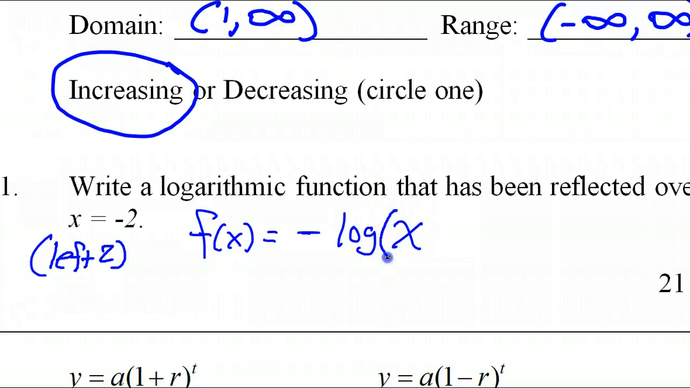How do we make a shift left 2? Well, left-right motions happen inside of the parentheses, and they are the opposite of what you would normally think. So by putting a +2 in the parentheses, that actually means left 2, which would put the asymptote at -2. So there you have it. Left 2, asymptote at -2, and negative in front is reflected over the x-axis.